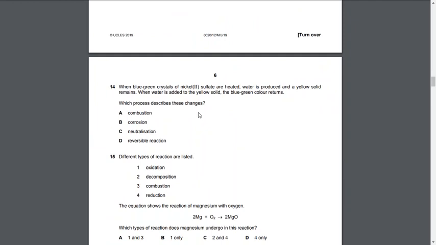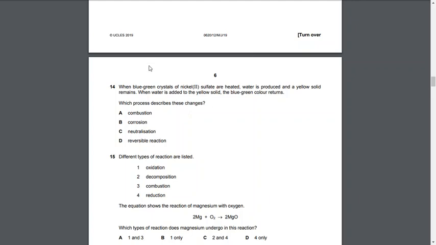When blue-green crystals of nickel 2 sulfate are heated, water is produced and a yellow solid remains. When water is added to the yellow solid, the blue-green color returns. Which describes these changes?